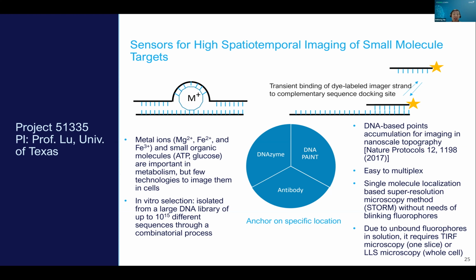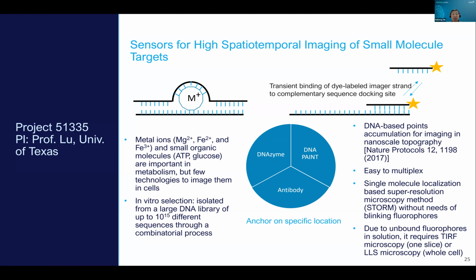So the second part is for fluorescence detection. It's called DNA-PAINT, which stands for DNA-based point accumulation for imaging in nanoscale topography. This one was published a few years ago by another research group.